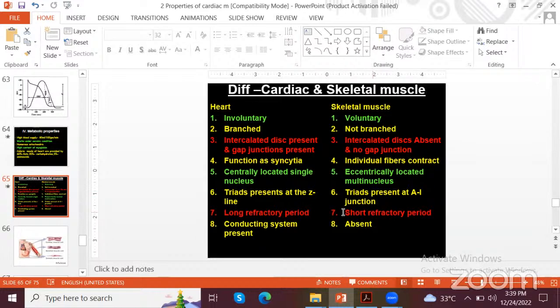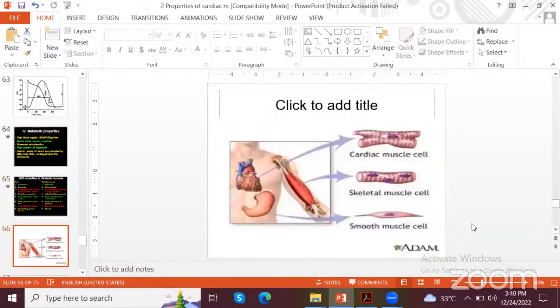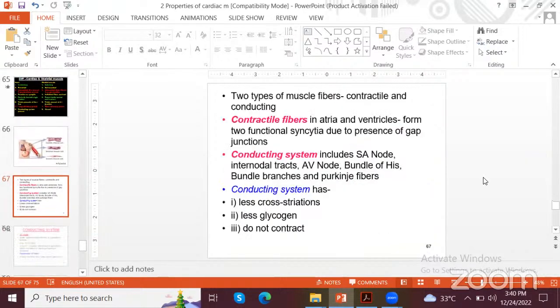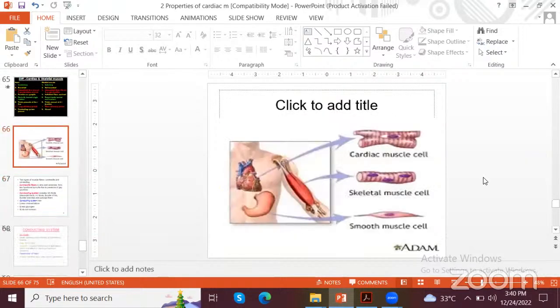and it has a short refractory period. That's why skeletal muscles get fatigued easily. And there is no separate conduction system present. So this is the structure of cardiac muscle, smooth muscle, and skeletal muscle. Thank you.